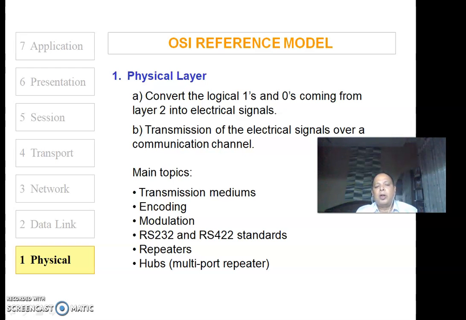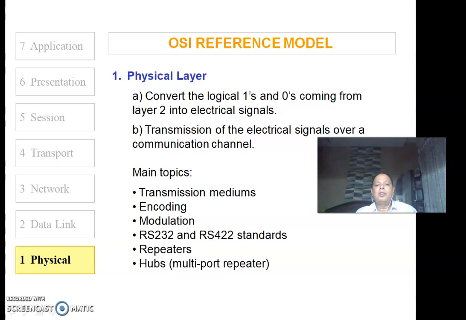Another thing is modulation. All of you are aware of modulation, it's changing the signal. Even in an industrial environment, you can have FSK. So the kind of modulation is decided at the physical layer. And of course, the older standards like RS-232 or the latest standards like RS-422 are also decided at the physical layer. Now, what networking devices exist at the physical layer? Either a repeater or hubs.